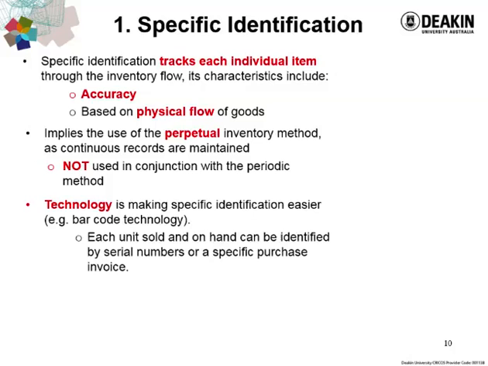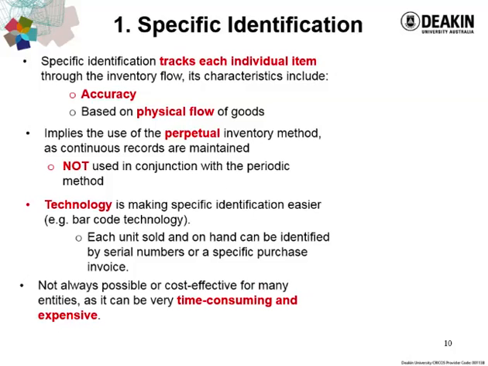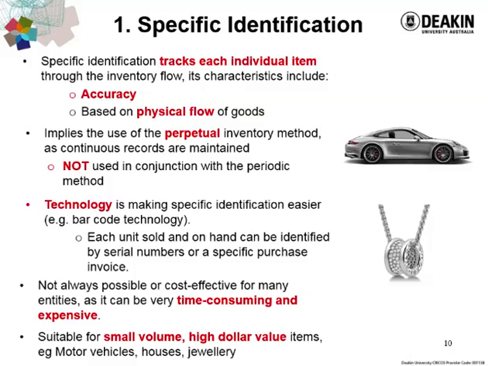Although it can be costly and time-consuming, the limitation can be overcome by technology. For example, we can utilize scanners and barcodes. This method is more suitable for small volume, high value inventories such as cars, houses, and jewelry, because we cannot afford to lose these expensive inventories.